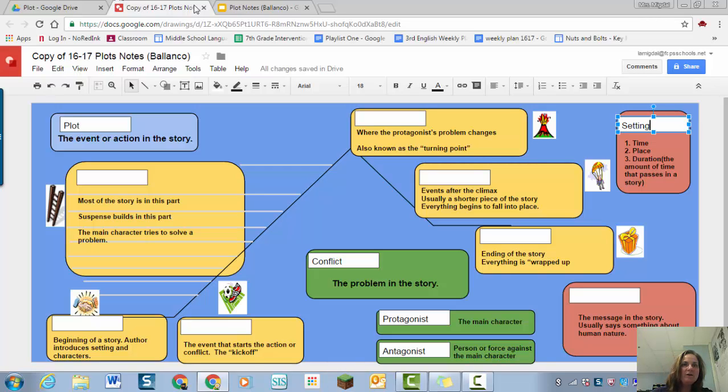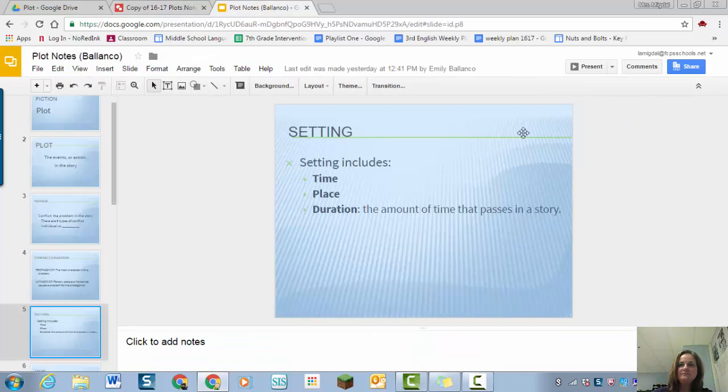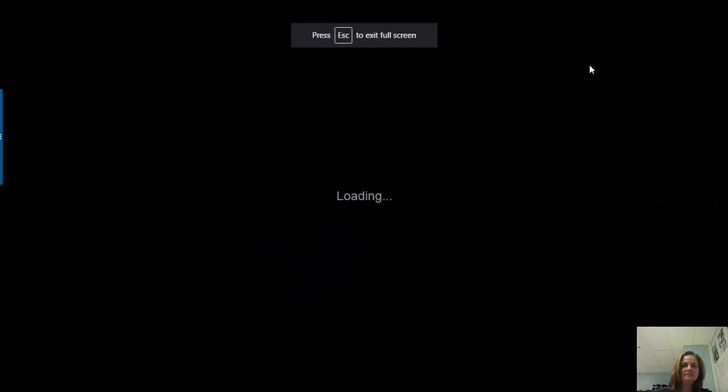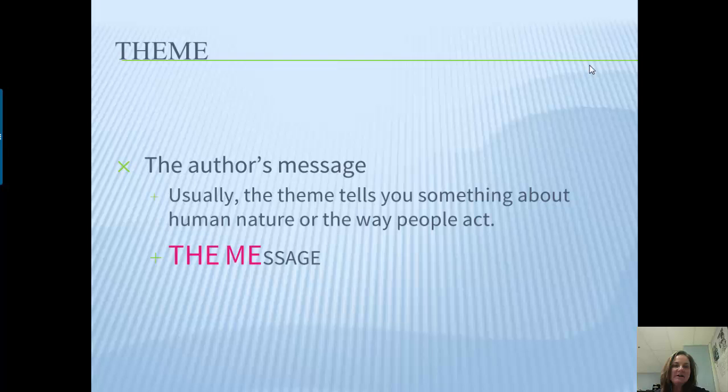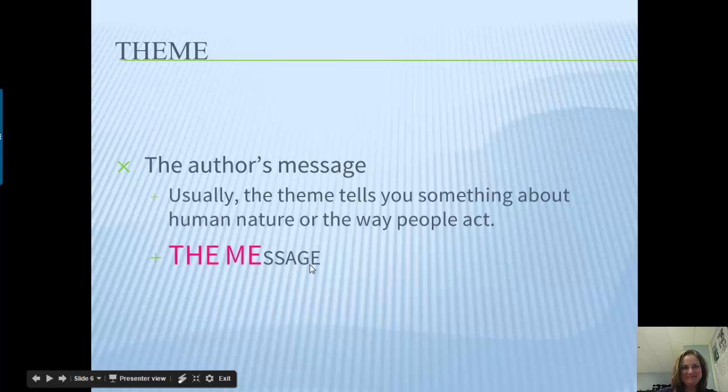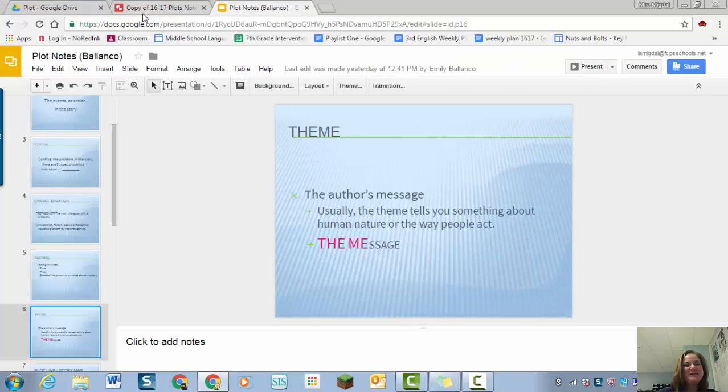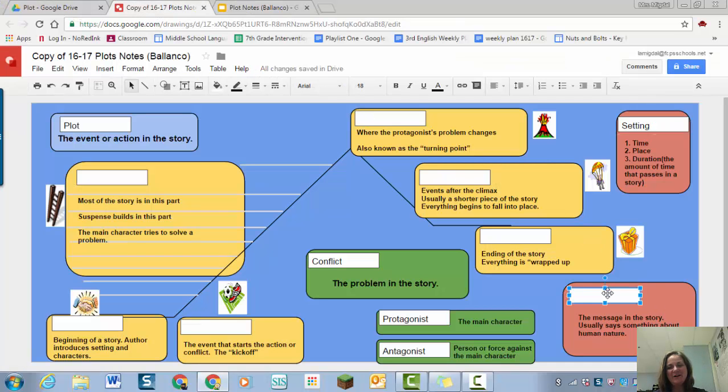Okay, and we've got one more that we need to review, which is theme. And you should remember that theme is the author's message. Usually the theme tells you something about human nature or the way people act. If you forget, here's a little way to remember it. Theme, the message. Isn't that kind of cute? All right, so we're going to just put that definition down here, and you'll often see that in these plot diagrams that we're going to do.